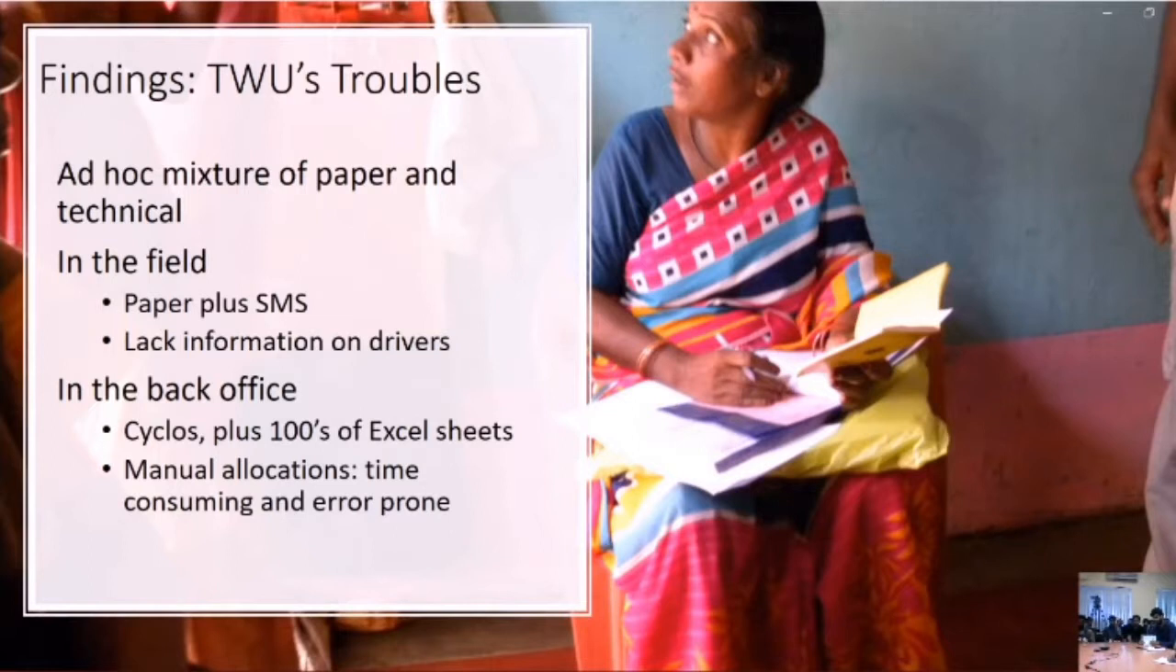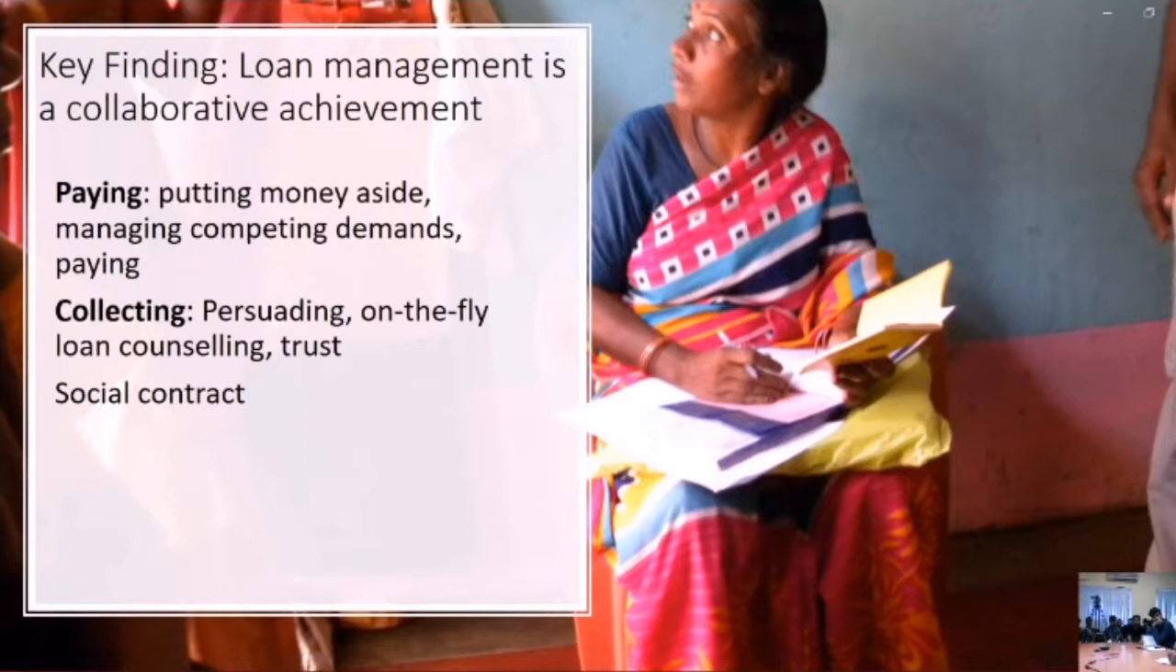And because drivers weren't paying the right amount of money on time, it meant they had to manually allocate between the 3 different buckets: the main loan, the SDL, and the TWU fees. And this was time consuming and error prone because they didn't have the correct information, because they couldn't open all the Excel sheets just to find what they needed.